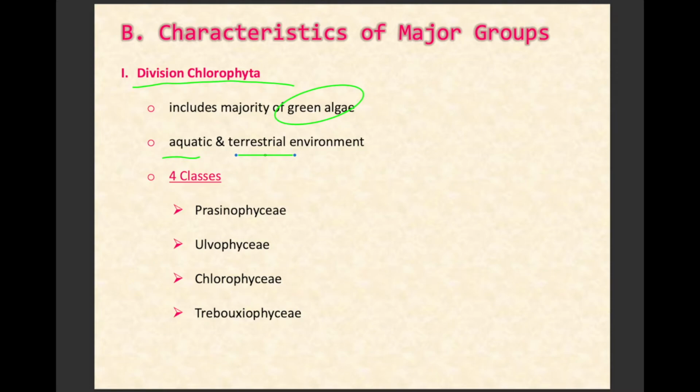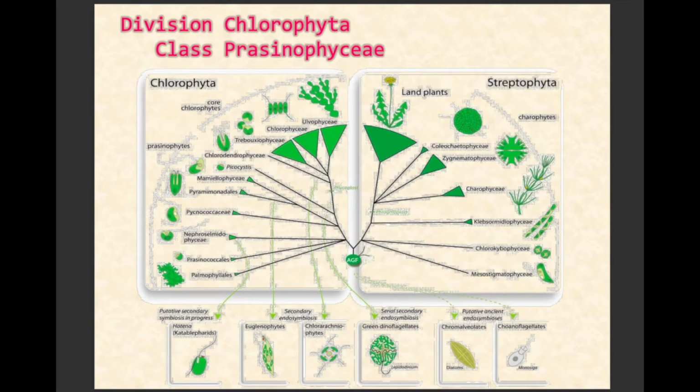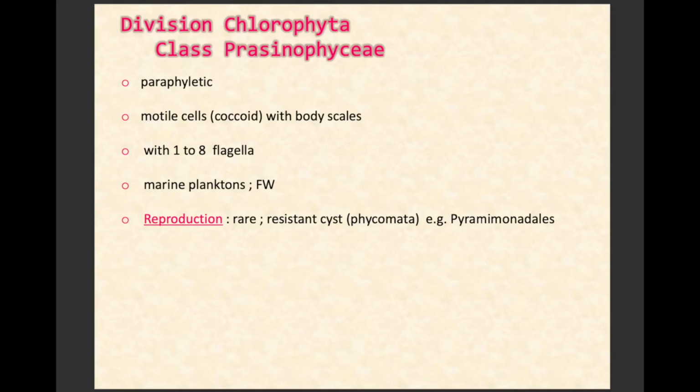We have at least 4 classes that we'll talk about here. Your Prasinophyceae, your Ulvophyceae, your Chlorophyceae, and your Tribuxophyceae. Again, remember this figure right here. Ulvo, Chloro, Tribuxo, and your Prasinophyceae. So, yan yung pag-uusapan natin in this portion of your division Chlorophyta. So, unahin natin si Prasinophyceae, class Prasinophyceae.